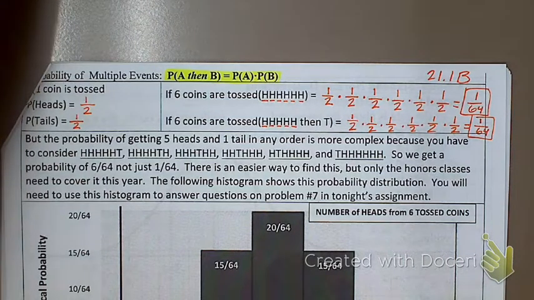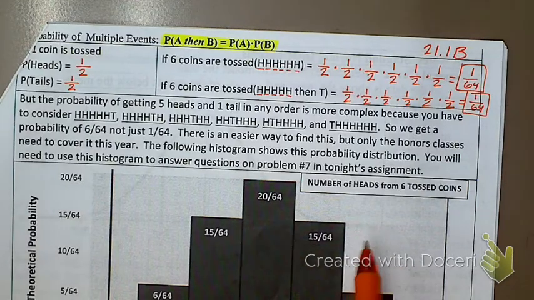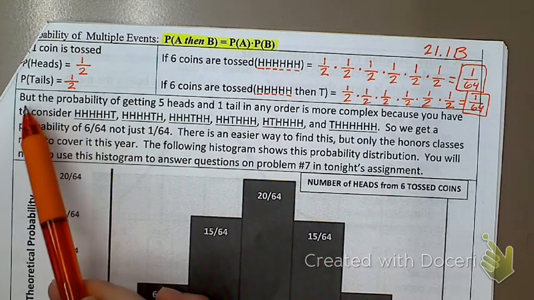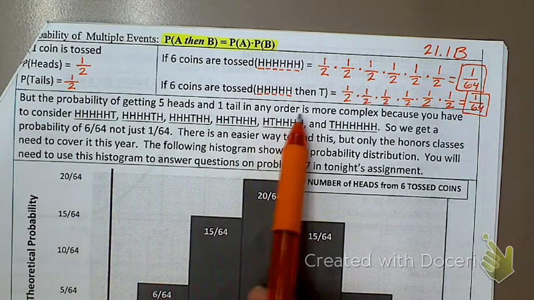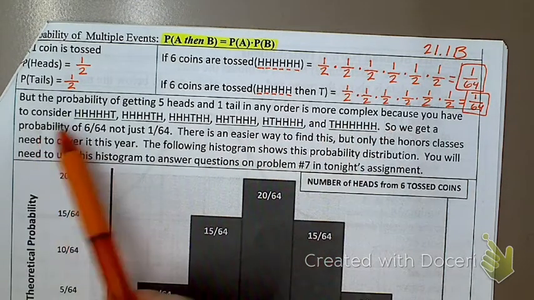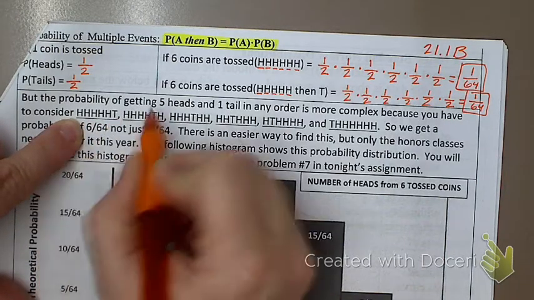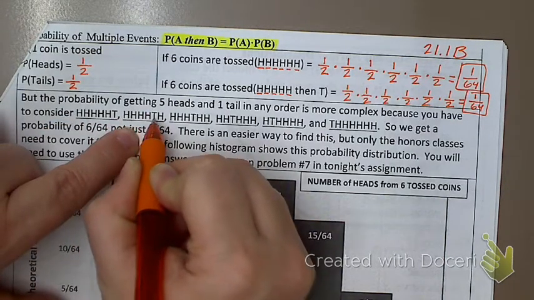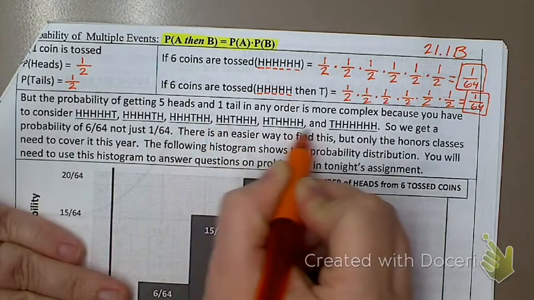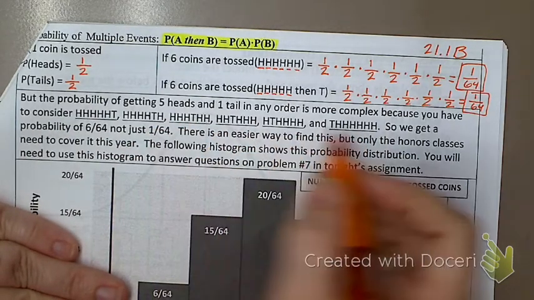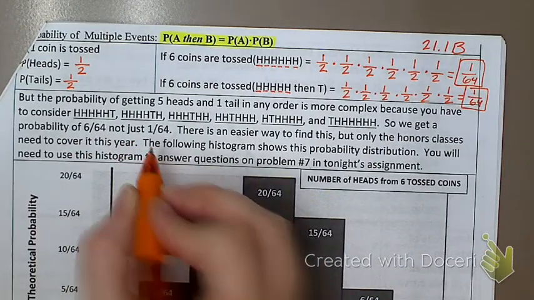Now let's move on to a histogram. Actually, before I go on to the histogram, let's read through this. The probability of getting 5 heads and 1 tail in any order is more complex, because you have to consider that you could have heads, heads, heads, heads, heads, tails, or heads, heads, heads, heads, tails, heads, and so on. So the tails could be flipped anywhere within those 6. So we get a probability of 6 out of 64, not just 1 out of 64.